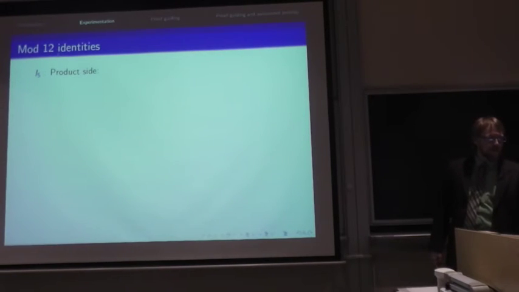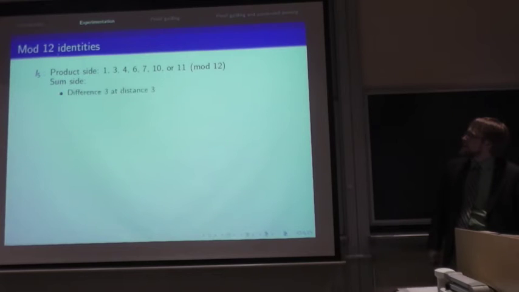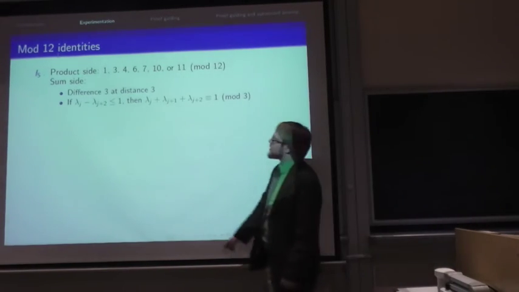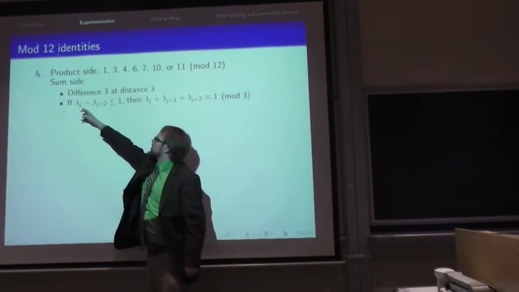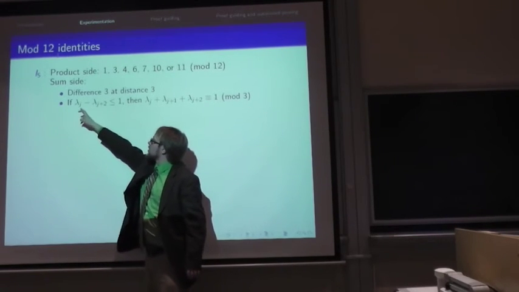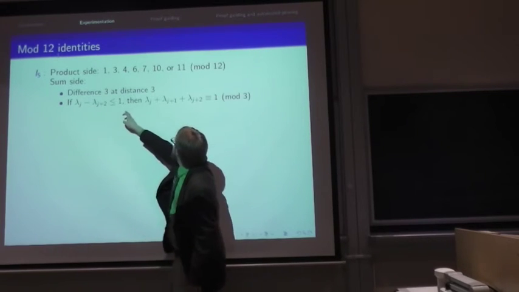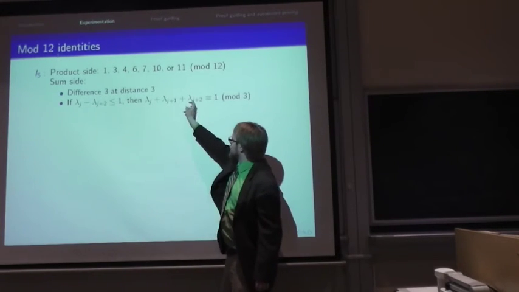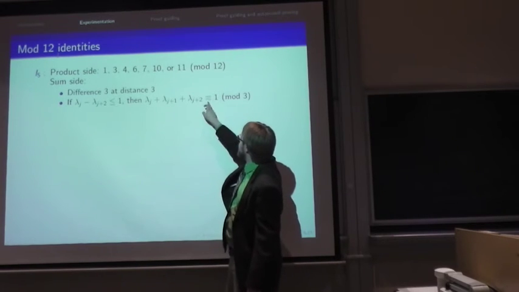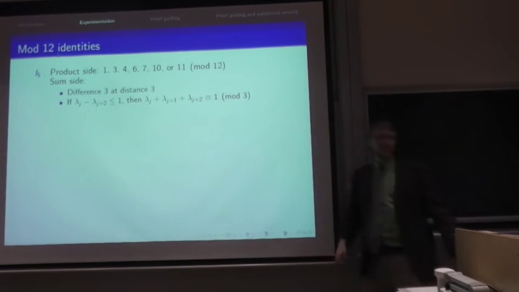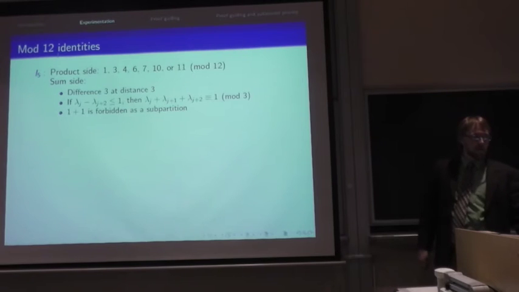We also found mod 12 identities. 1, 3, 4, 6, 7, or 10 mod 12 is the product side. The sum side here, we go up to difference 3 at distance 3, difference theory distance 3. And then here is the congruence at a distance. So now instead of distance 1, we have distance 2 here, lambda j minus lambda j plus 2. And then we want all 3 of these, so we're including the sum of the middle part here. This has to be 1 mod 3. 1 plus 1 is forbidden as a subpartition.